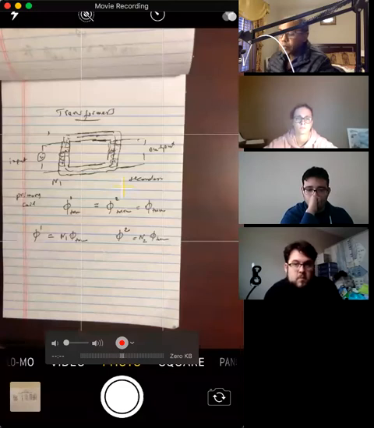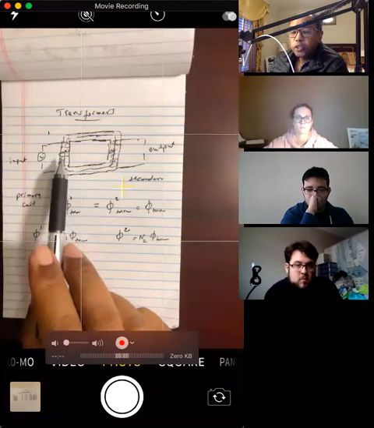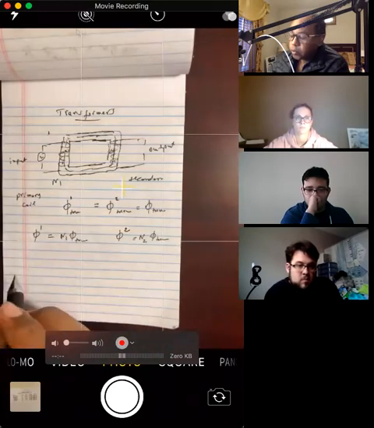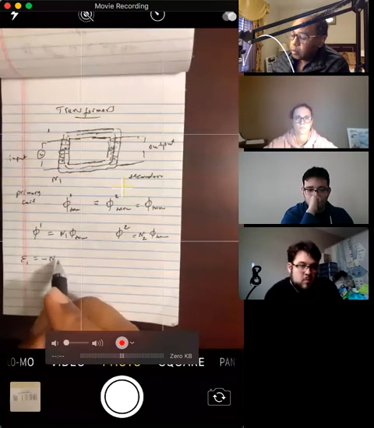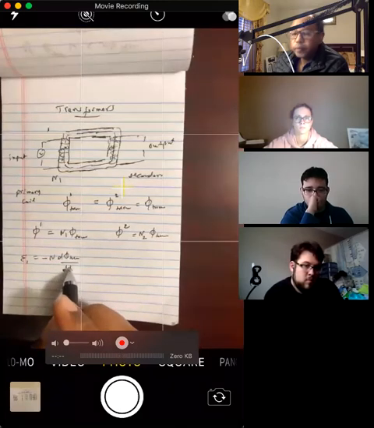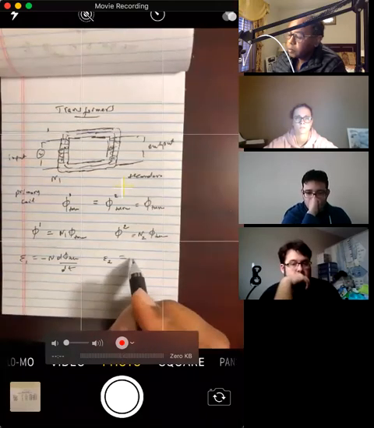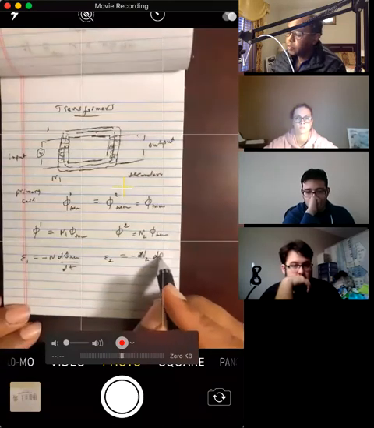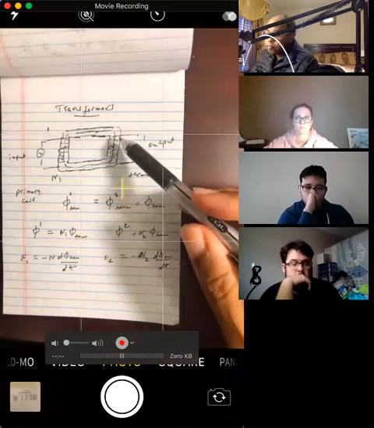Now, let's obtain the voltage induced over here from Faraday's law. The voltage induced in the primary coil is E1 equals negative N1 times the derivative of the flux per turn. How about over here? E2 would be negative N2, which is a constant, times the derivative of the flux per turn with respect to time. So these two derivatives are equal.